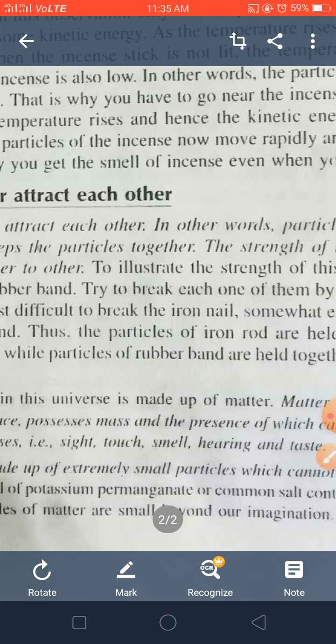So with this, we have concluded today's lecture, that is, the characteristics of particles of matter.